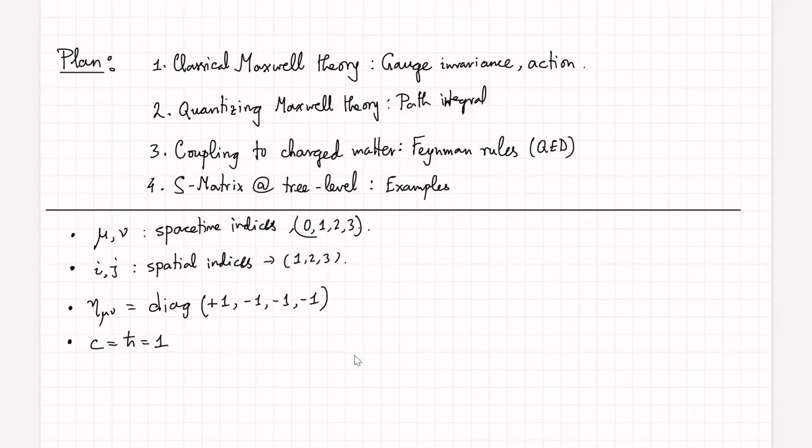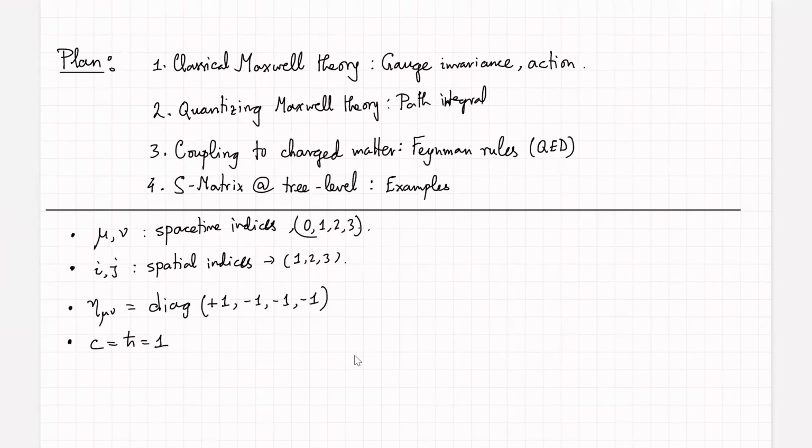The next lecture, we are going to discuss coupling to charge matter, and specifically we will focus on QED. And if time permits, we might discuss a few other cases, but our primary focus would be QED. We will discuss how to derive the Feynman rules. And on the final lecture, we are going to focus entirely on evaluating the S matrix, the scattering cross sections at tree level for various interesting processes in QED. Okay, that's the rough idea.